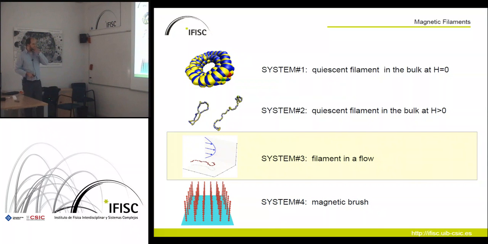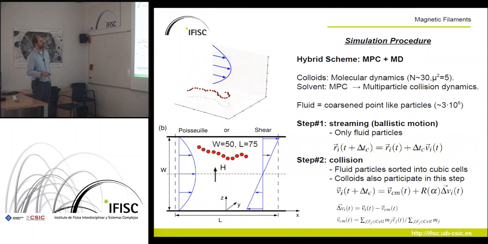And now I will present you another case, that is what happens when we have a filament in a flow. In this case, because we want to capture the hydrodynamic interactions in a reasonable way, we will use a hybrid scheme of simulation. We will use molecular dynamics for our filaments, which will be of a length of more or less 30. And for the solvent, we will use what is called multiparticle collision dynamics. In this case, we assume that we have point-like particles that somehow represent bunches of solvent particles. And we have about 3 million of these point-like particles.